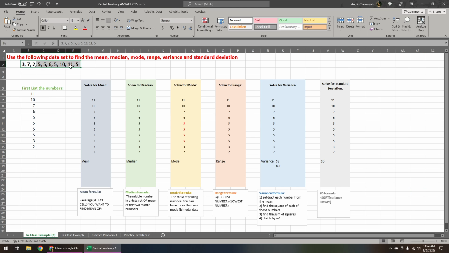Here is our data set. All I did with our data set was list it from high to low. You can do lowest to highest, that's up to you. But I just did it in that order and I've put it for each of my sections. That's what I have here first.